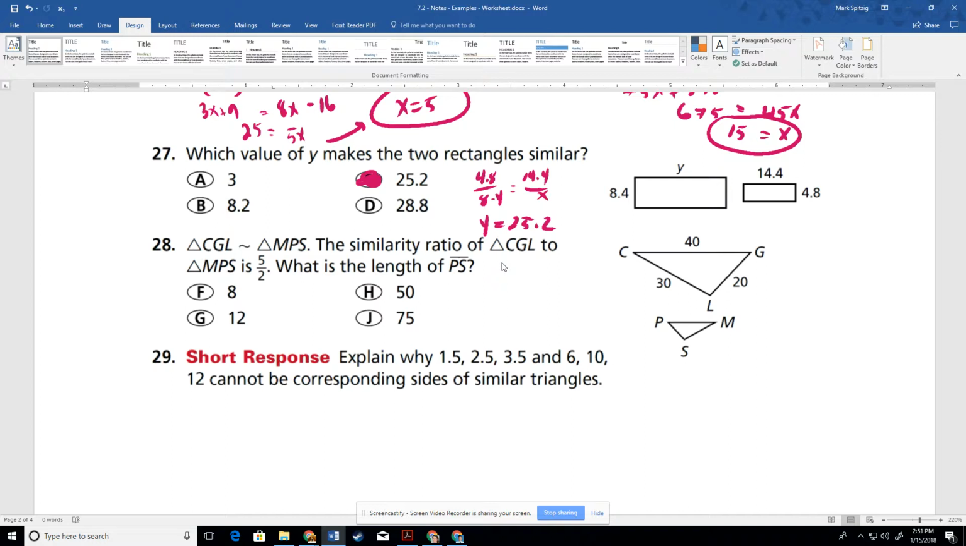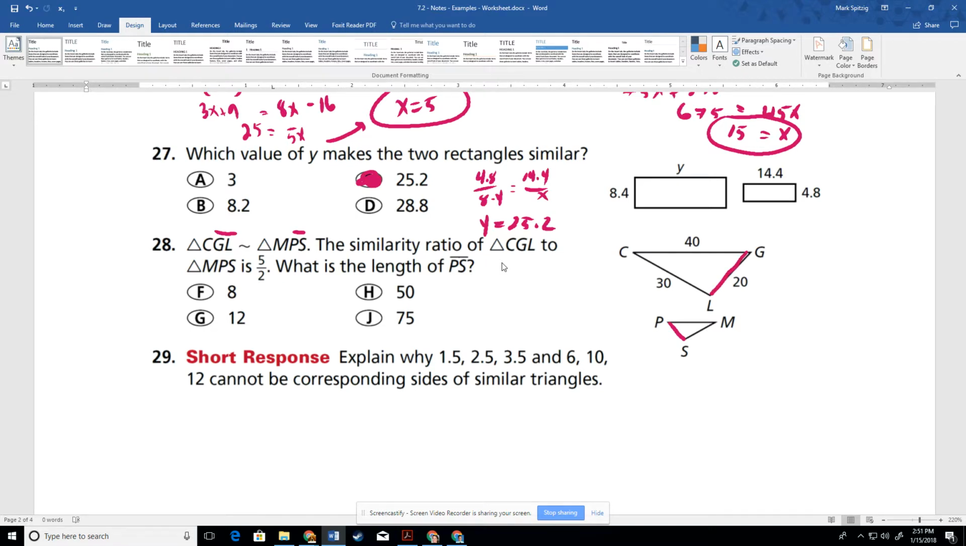All right, and then it's telling us which of these are similar. And so you want to look at this. This is important. The ratio is 5 to 2 between these two. So what does PS have to be? Well, PS matches up with GL. So GL is here. So those are the two that are corresponding.